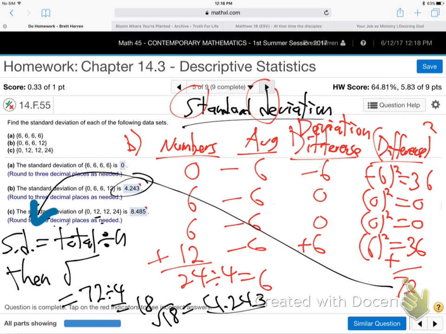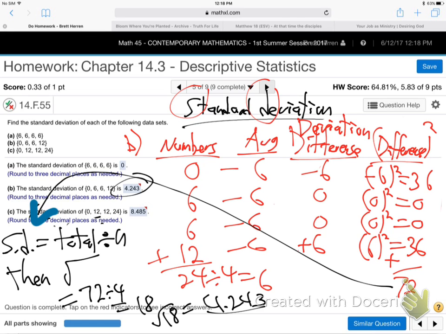Subtract the average from each of them. Get those numbers. Because negatives are going to cancel positives, we just square them all. That's what gets rid of the negatives, right? When you square a negative, it becomes positive. So I square them all, add those up, 72, divide by 4. Why? Because I'm trying to average them. So you add up those 4 numbers and divide by 4.